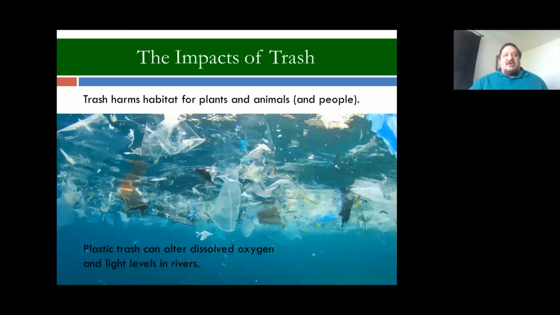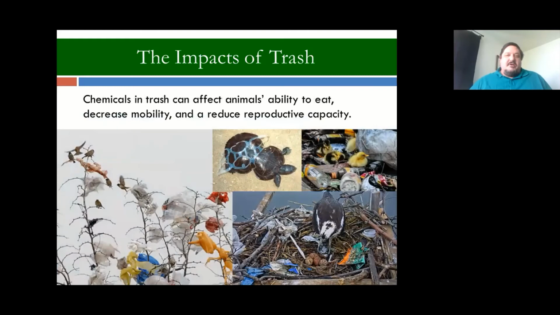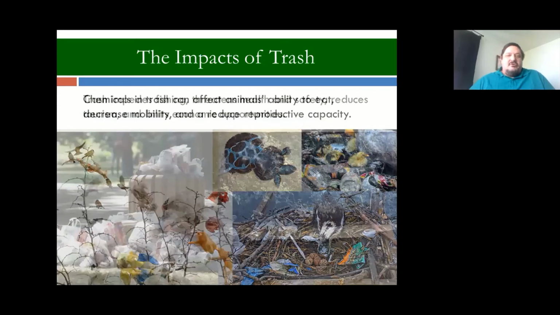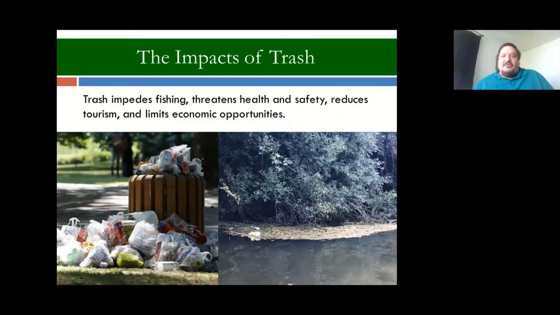Turning our attention to trash, again, I said we're going to be bouncing around quite a bit today. Trash in our rivers harms plants and animals and people. It actually can alter dissolved oxygen levels and light levels in rivers and oceans. And once it's in the water, it's hard to get out. Plastic and other trash can actually hold a lot of dangerous chemicals and affect animals' ability to eat, move around, and also affect their reproductive capacity, so it's hard to have offspring. Trash also affects fishing, threatens health and safety, reduces tourism, and limits economic opportunities.